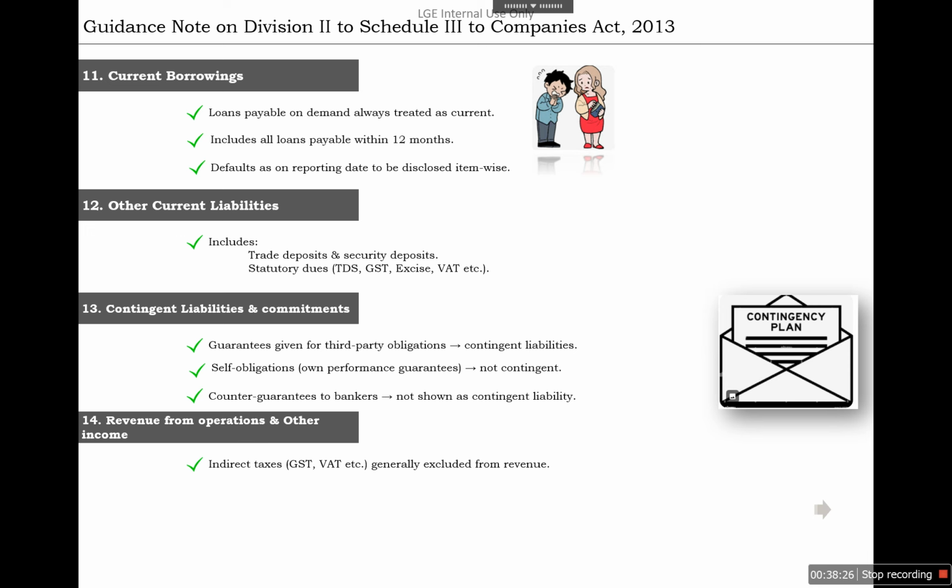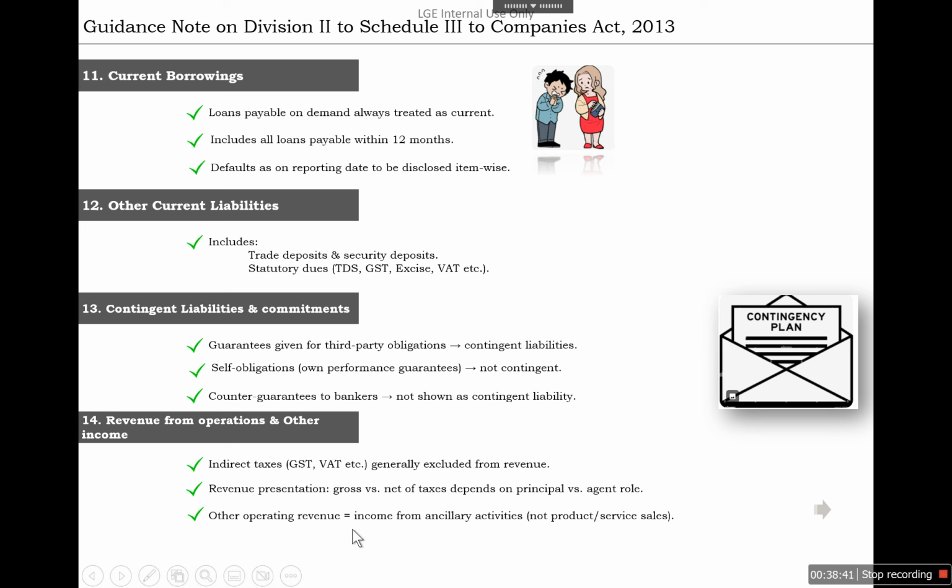Revenue from operations and other income: generally GST, VAT, etc. are excluded from the revenue. And revenue presentation, gross versus net of tax, depends on the principal versus agent role. And other operating revenue is the income from ancillary activities, not from the product and sale. Revenue from product and sales will be shown under revenue from operations, not under other income.